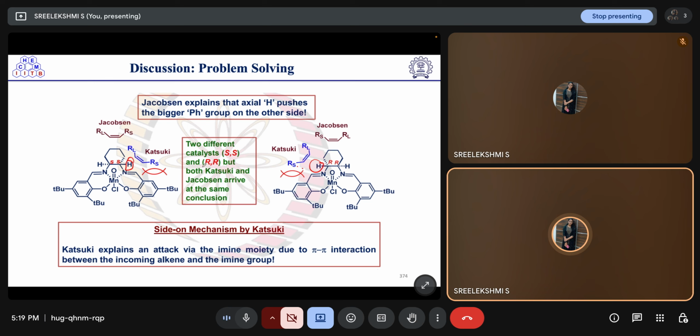So there are two different catalysts, SS and RR, but both Katsuki and Jacobsen arrive at the same conclusion. Katsuki explains an attack via the imine moiety. This attack via the imine moiety is also favored due to pi-pi interaction between the incoming alkene and the imine group. So this side is less favored, and either this side or this side is more favored due to the interaction of the pi electrons of this imine with those of the alkene.